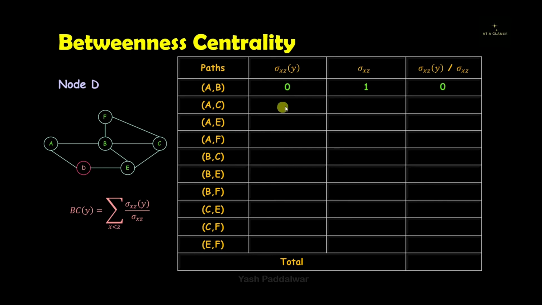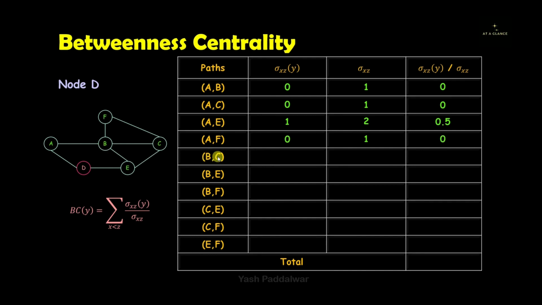You can see the first path AB is directly connected, hence the betweenness centrality of AB will be 0. Next is AC. AC has one single shortest path, ABC, which doesn't have the node D in it, hence the centrality measure will be 0. AE has two possible paths, first is ABE and second is ADE. Out of these two possible paths, only one path contains the node D. That path is ADE. So the centrality measure will be 1 divided by 2, which is 0.5. Similarly, you can find it for AF. AF has only one single shortest path, ABF, which doesn't have the node D in it. Hence, the centrality measure will be 0.